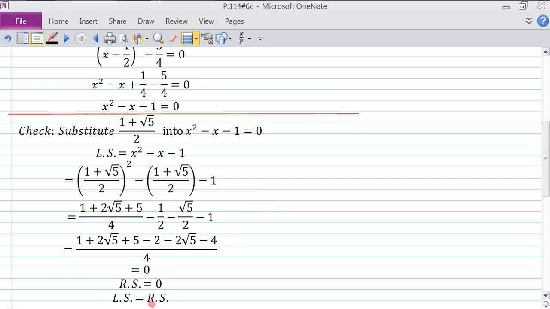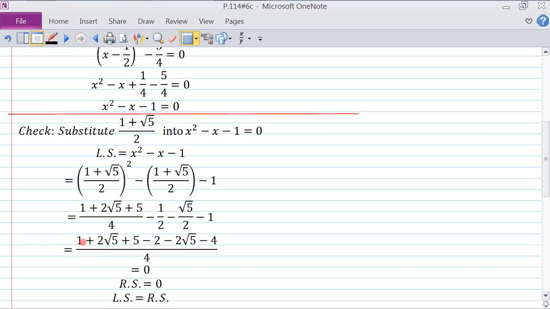So now what I do is I choose a common denominator, and I get 1 plus 2 root 5 over 4, because all these three don't change. Multiply top and bottom by 2, and I get 2 over 4, which is the same as 1 over 2. And here I multiply top and bottom again by 2, and I get 2 root 5 over 4. And minus 1 is minus 4 over 4.